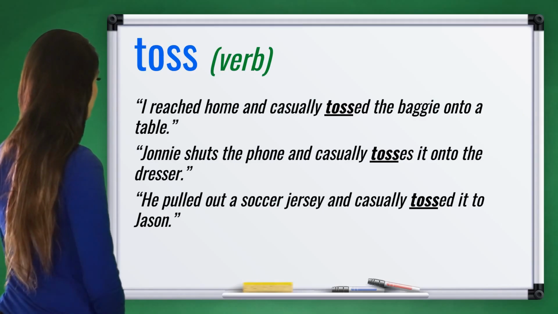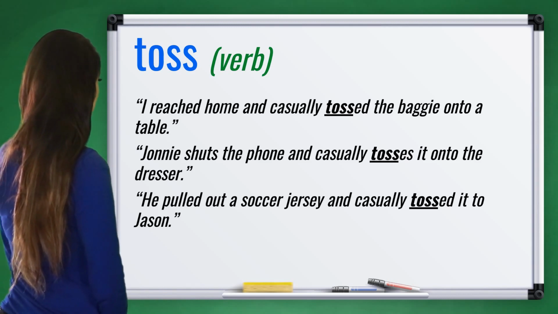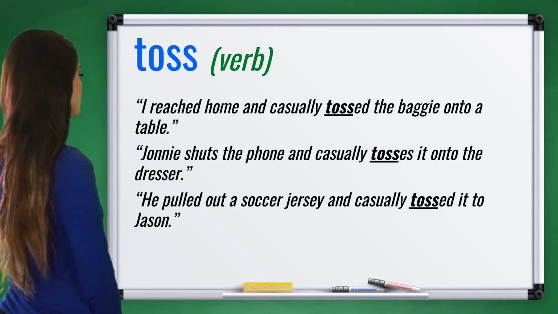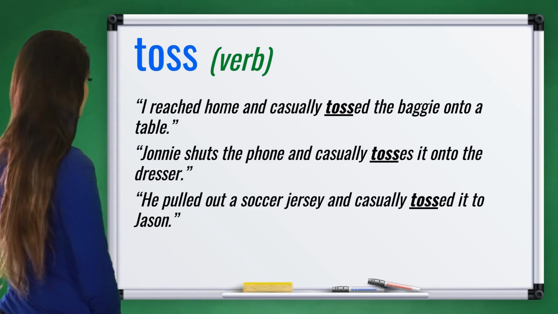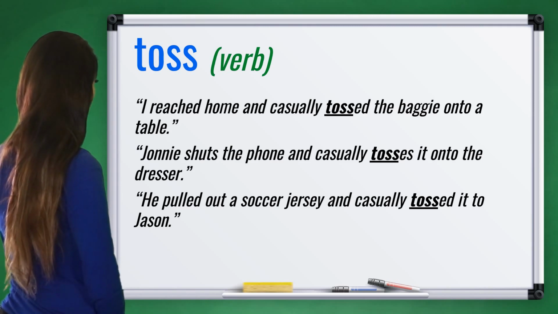Awesome! You learned that quickly. Let's put it in some sentences to understand how to use it. The first example. I reached home and casually tossed the baggie onto a table. Now, repeat after me. I reached home and casually tossed the baggie onto a table.